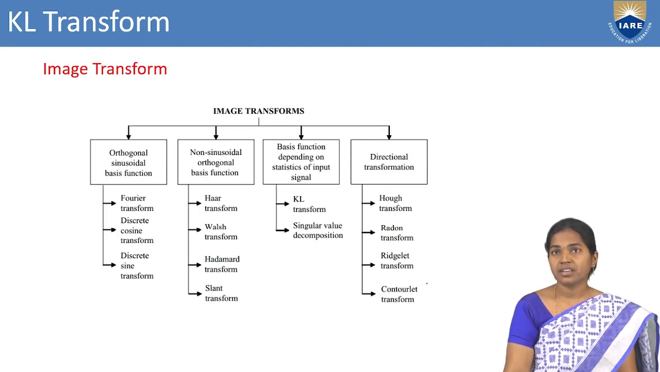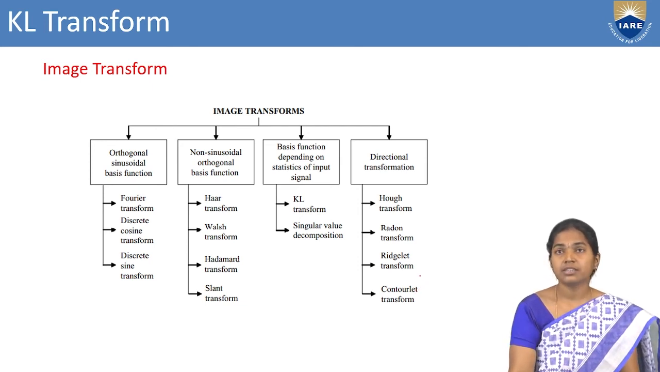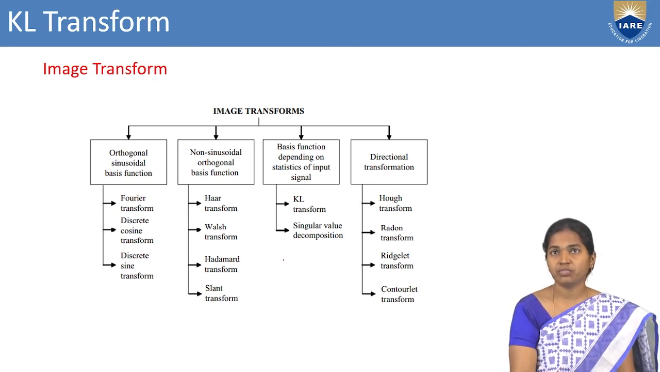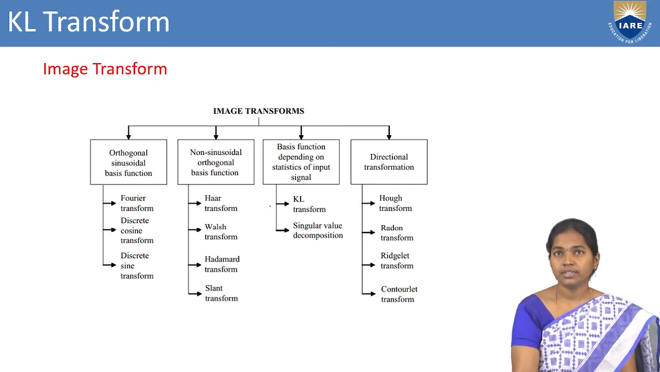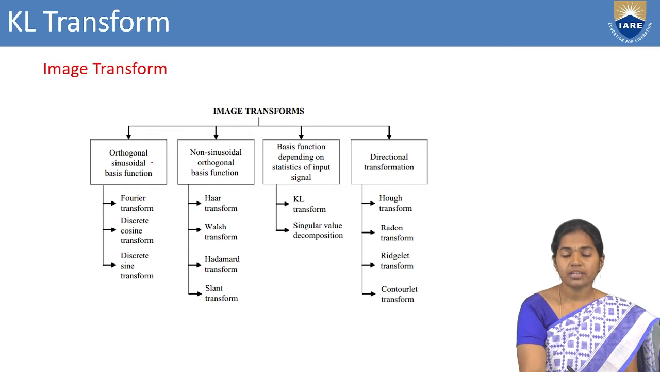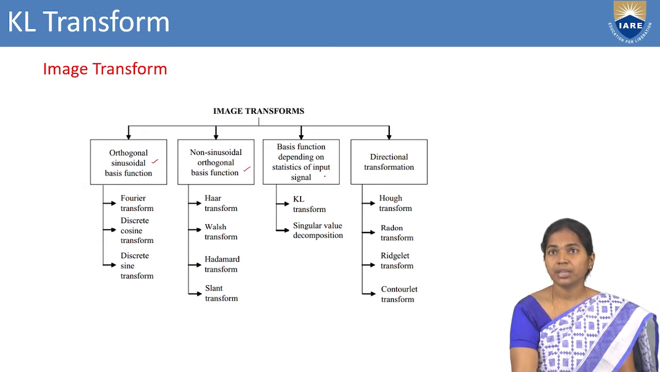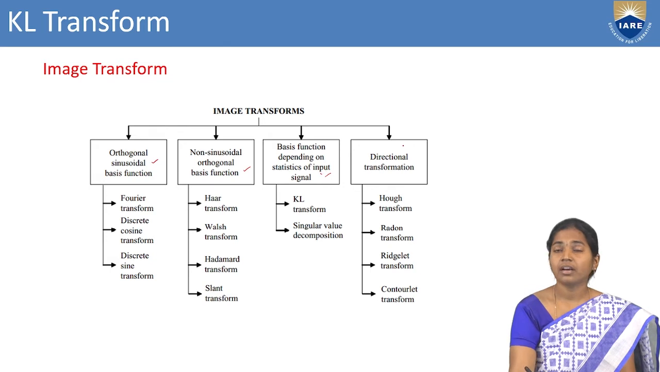In these image transforms, we have different types. We already discussed those transforms; this is just an overview of this module. Our second module is image transformation. Here, image transforms come in four ways: orthogonal sinusoidal basis function, non-sinusoidal orthogonal basis function, basis function depending on the statistics of the input signal, and directional transformation.